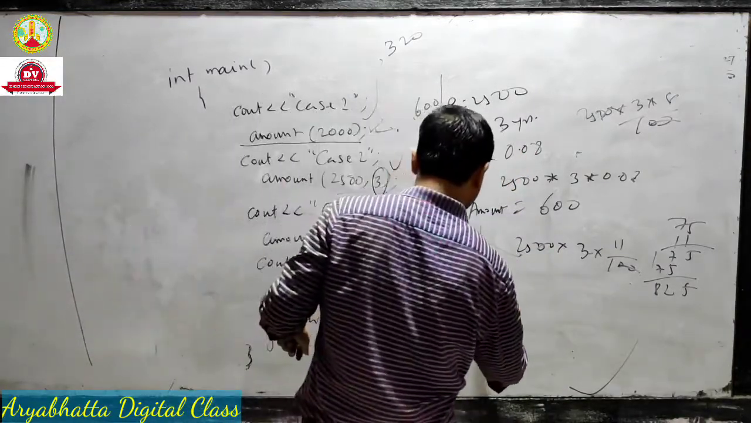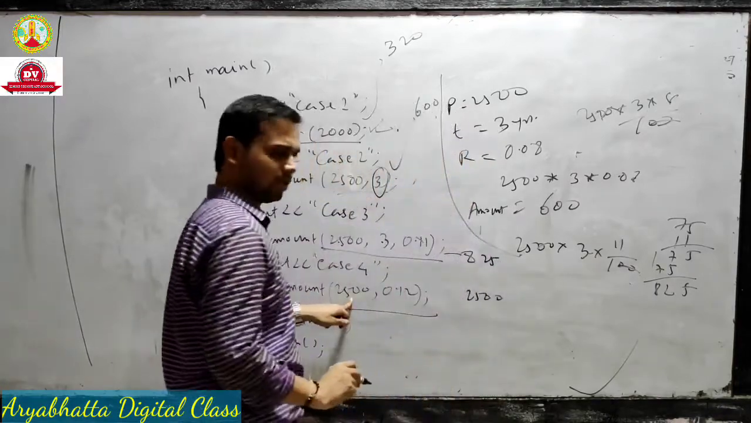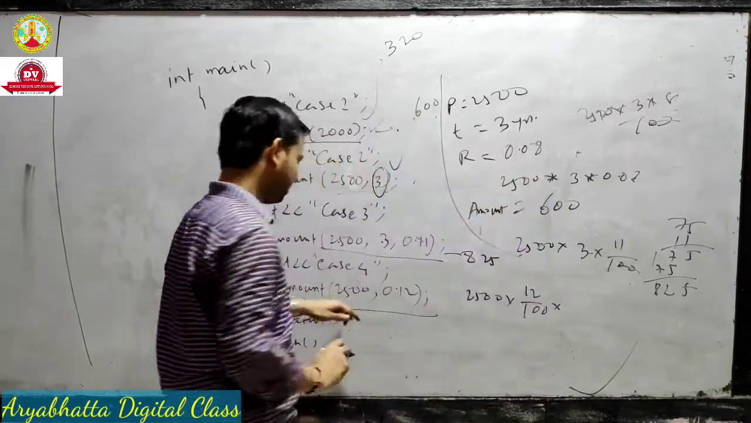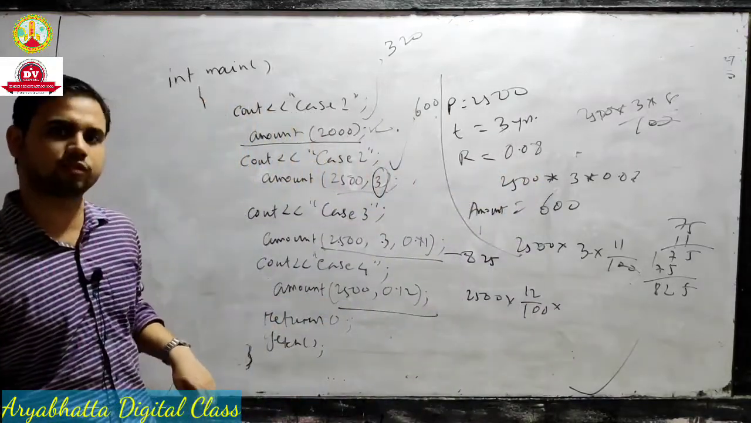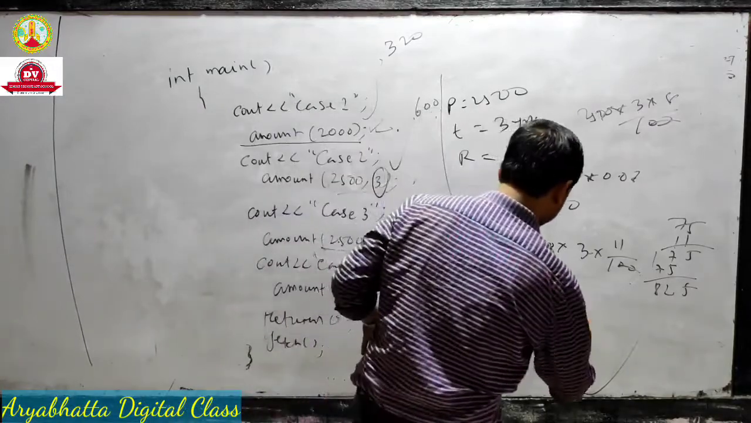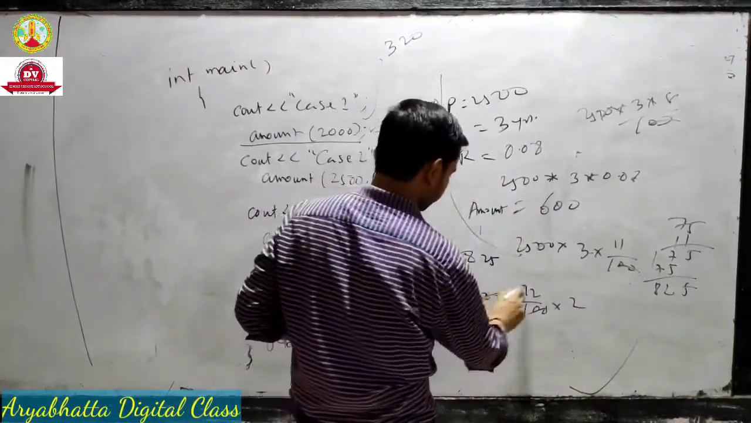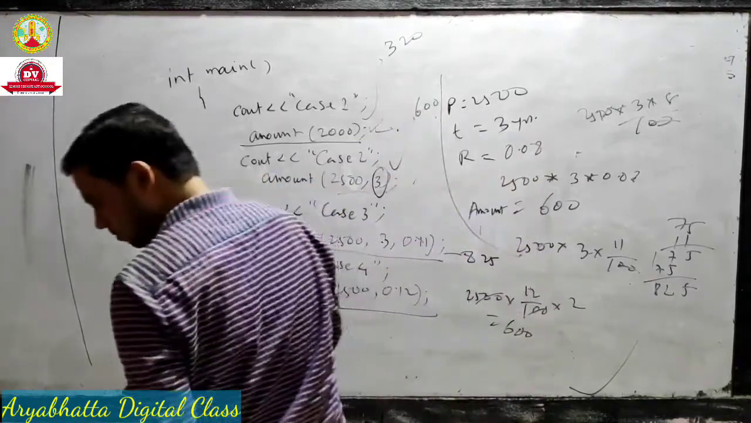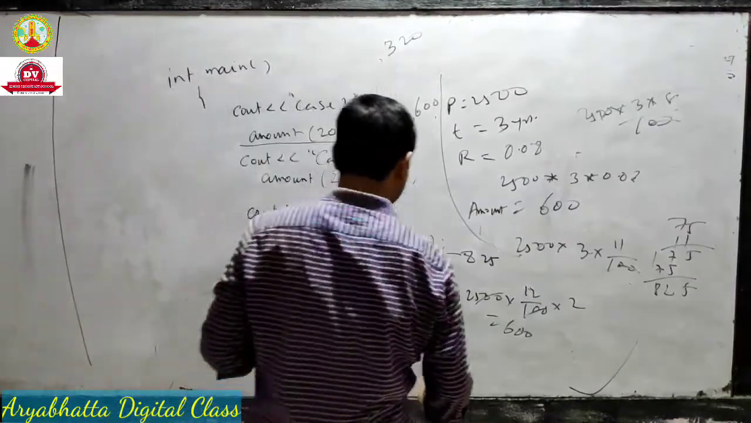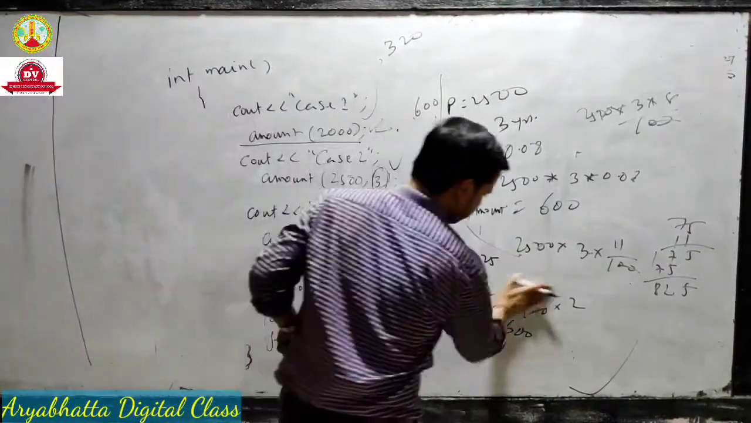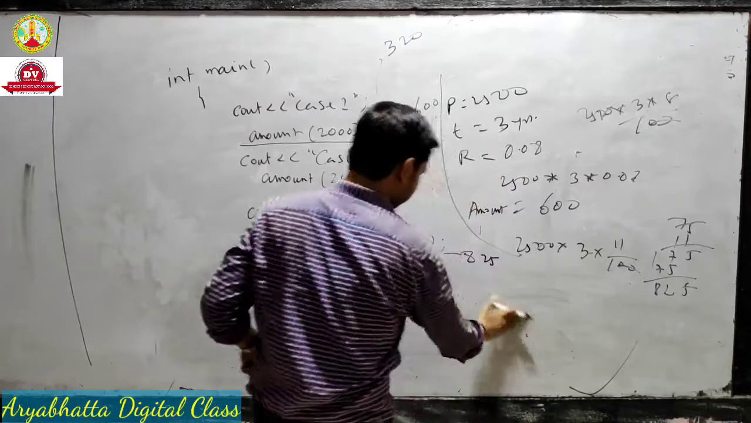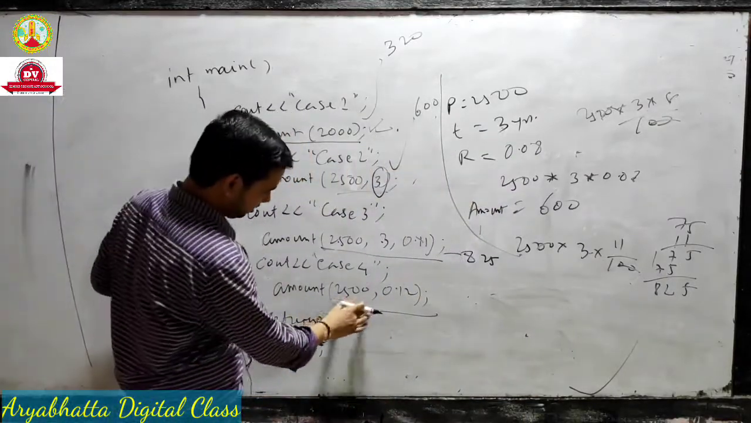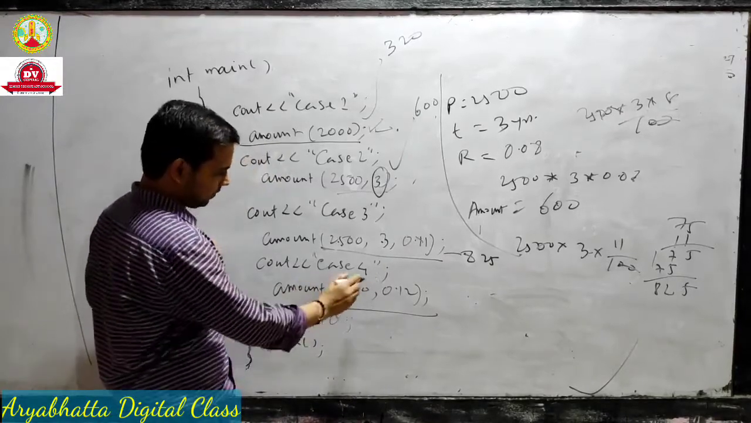The last one: principal is 2500, interest is 12%, but time here is not available. Time is not a default value. If time is not declared, then the compiler takes time as 0. The last case is very important.